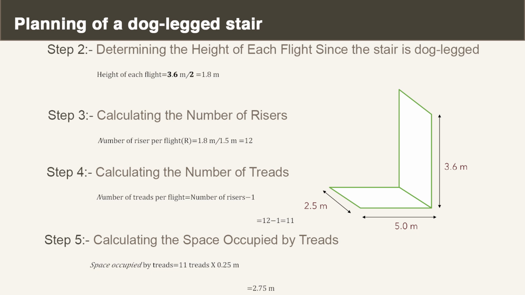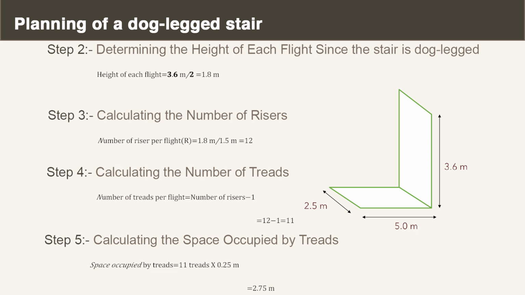Third step, calculating the number of risers. The number of risers, that is the steps, required for each flight is calculated by dividing the height of each flight by the rise. So, the number of risers per flight is equal to 1.8 by 0.15, which is equal to 12.